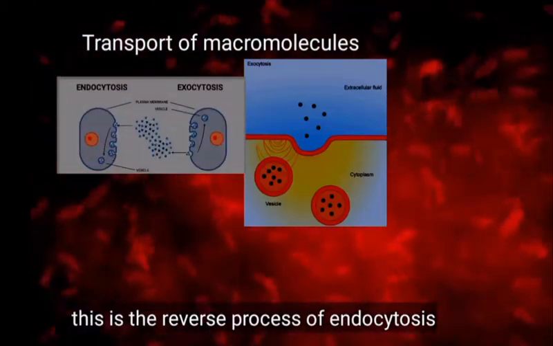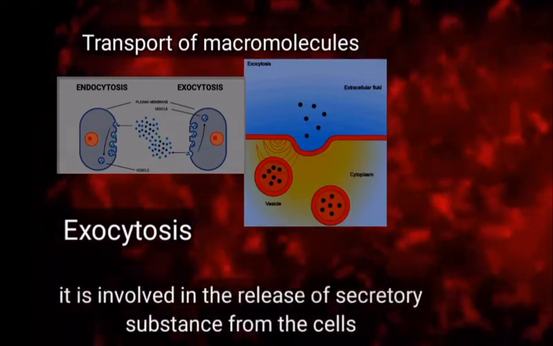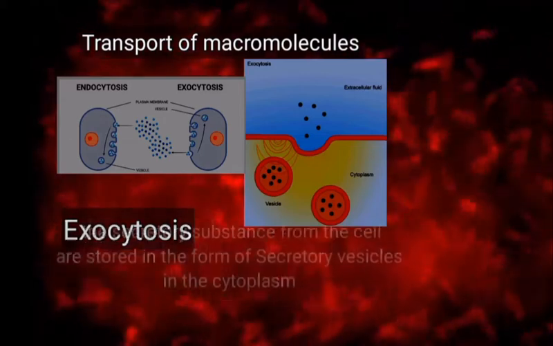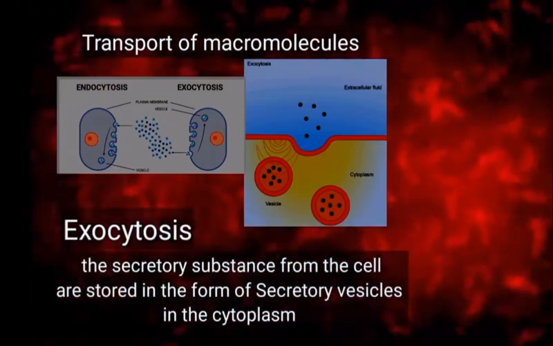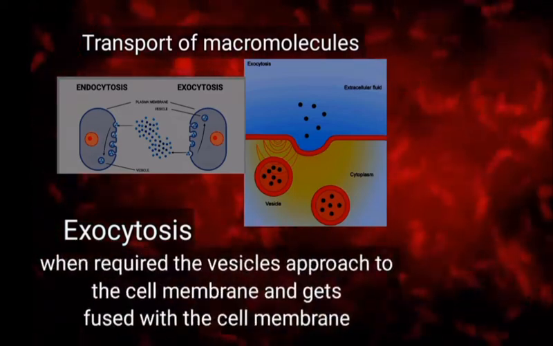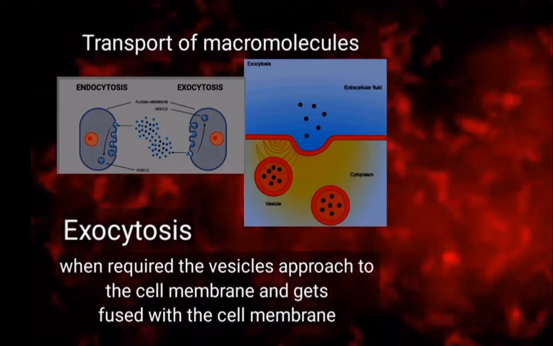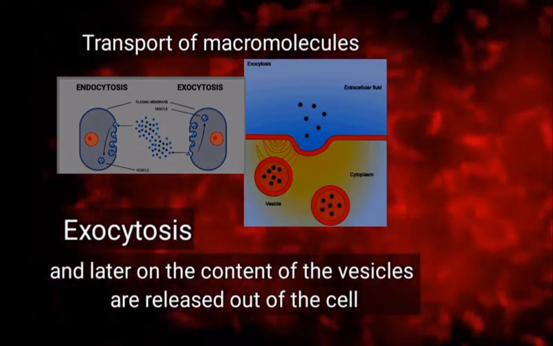So for now, let's talk about the mechanism of exocytosis. Exocytosis is involved in the release of secretory substances from the cells. The secretory substances from the cells are stored in the form of secretory vesicles in the cytoplasm. When required, the vesicles approach the cell membrane and get fused with the cell membrane, and later on the content of the vesicles is released out of the cell.